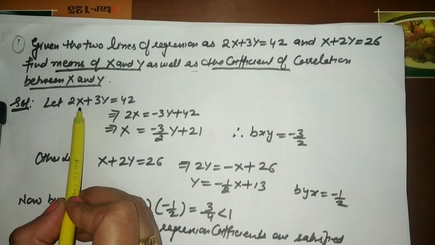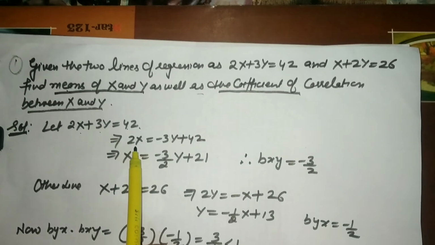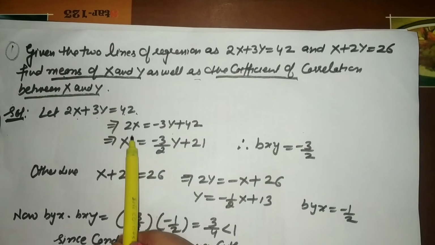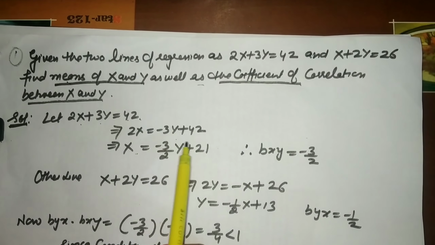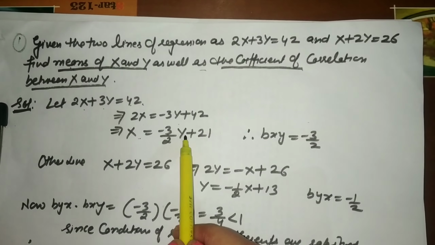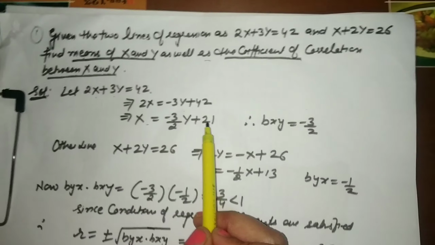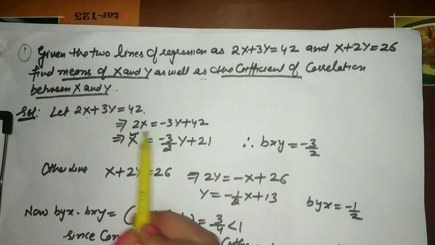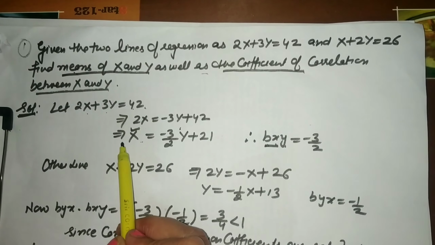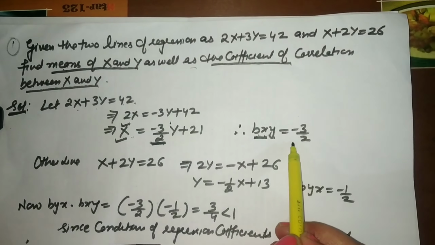Here given 2x plus 3y is equal to 42. So, in the left hand side, I have kept 2x is equal to minus 3y plus 42. Then x is equal to, I divided both sides by 2. Then I got minus 3 by 2 y plus 21. So the regression coefficient that will come is x in form of y. So the regression coefficient will be bxy, because on the left hand side there is x. So it will be bxy is equal to minus 3 by 2.